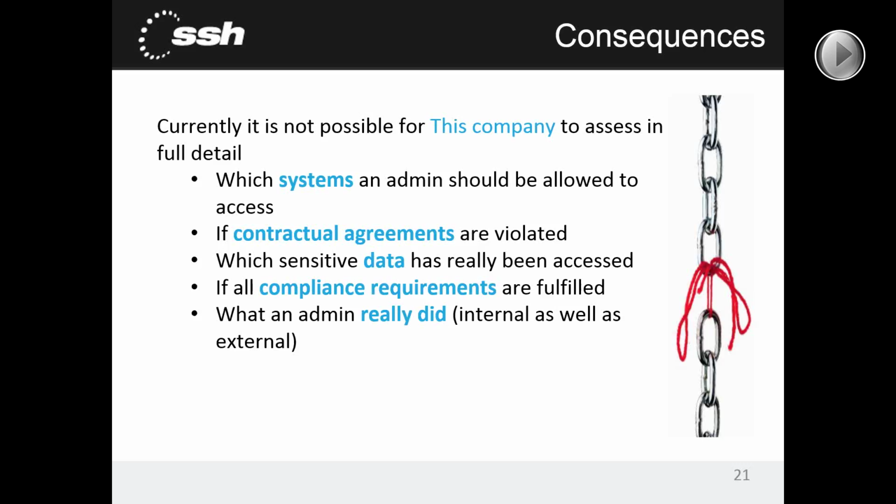If contractual agreements have been violated, again, this is an energy company with contracts, things like that, they're not able to tell us whether someone is logged in, there's no monitoring in place, they haven't been able to tell us whether there was someone that logged in and possibly pulled contractual information off of their networks. Which sensitive data has really been accessed? Again, same thing. If the compliance requirements were fulfilled, and we help these companies, we don't have it in this particular slide deck, but we help these companies map PCI regulations to some of the issues that we found in the scan, and what their admins actually did, internal as well as external.